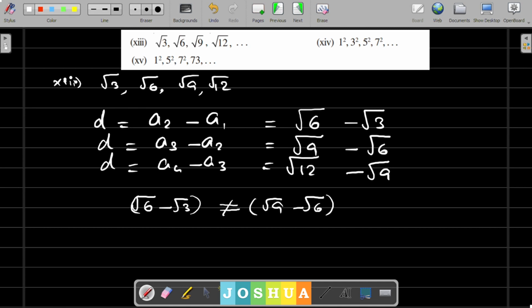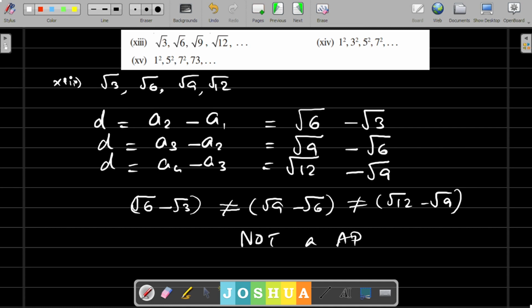So in a free, you can try yourself. What is the value of root 6? What is the value of root 9? Root 9 is 3. 3 minus square root of 6, you can use a calculator and find out. Definitely the difference is not uniform. So again it's not equal to square root of 12 minus square root of 9. So the given numbers do not form an AP. The answer: not an AP.